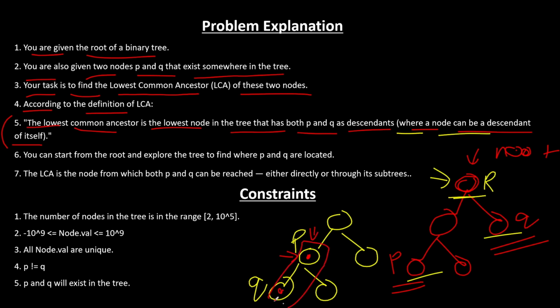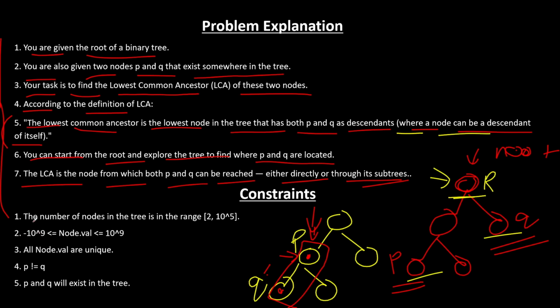We have to basically find the lowest common node which contains both P and Q in it as descendants. So you can start from the root and explore the tree to find where P and Q are located. The LCA is a node from which both P and Q can be reached. In other words, this is the particular node from where you could reach P and Q, either directly or through its subtree. So this is about the problem explanation.